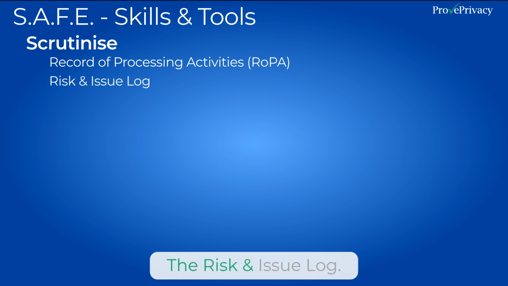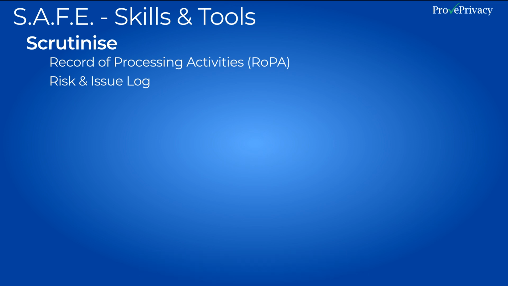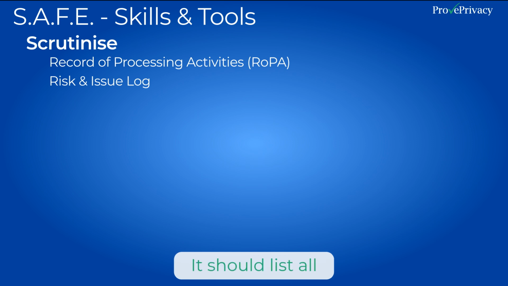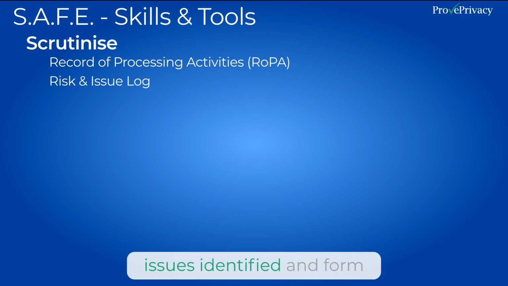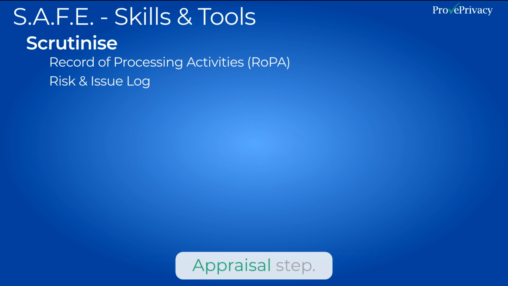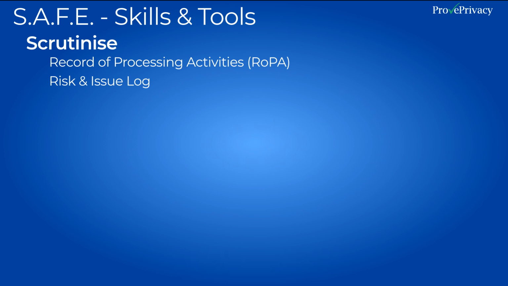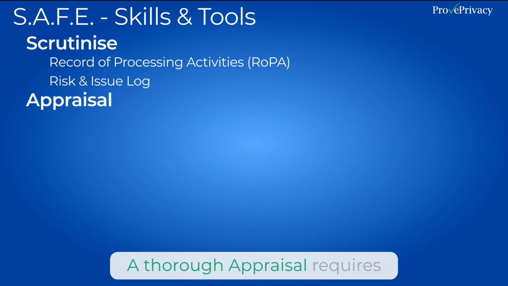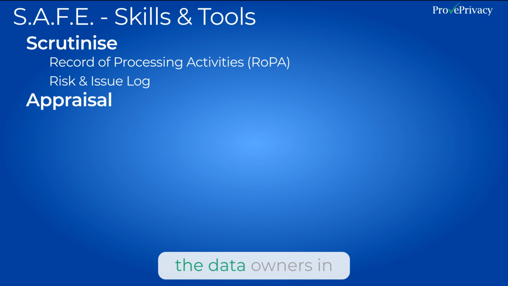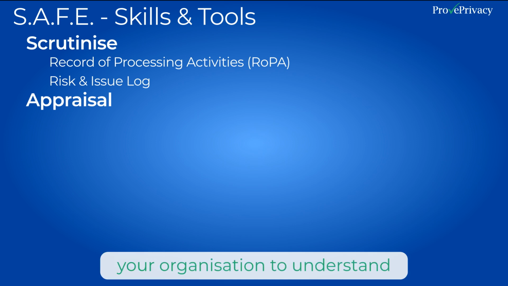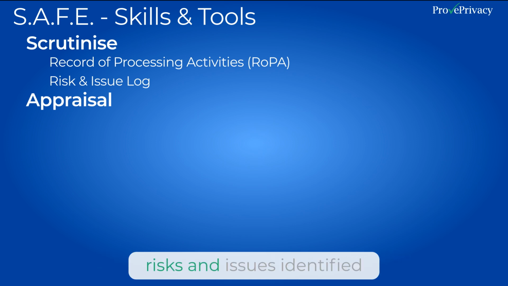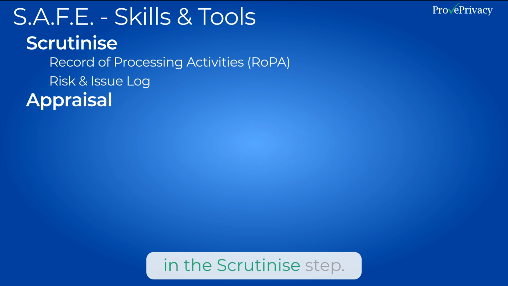The risk and issue log. A risk and issue log should be separate to the ROPA as it serves a different purpose. It should list all of the risks and issues identified and form the basis for the appraisal step. A thorough appraisal requires that you work with the data owners in your organization to understand the impact of the risks and issues identified in the scrutinize step.